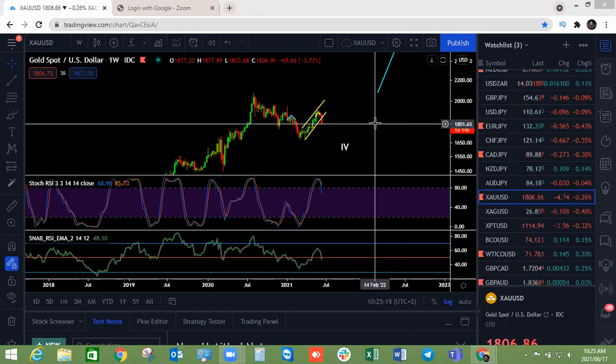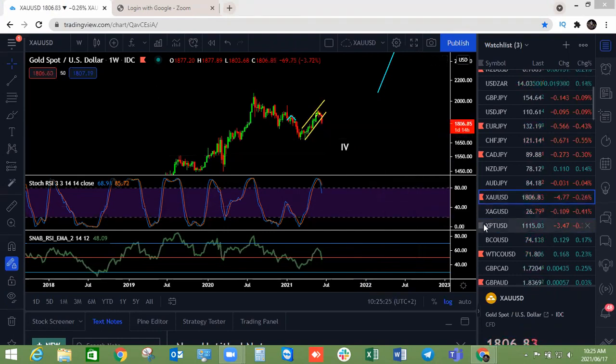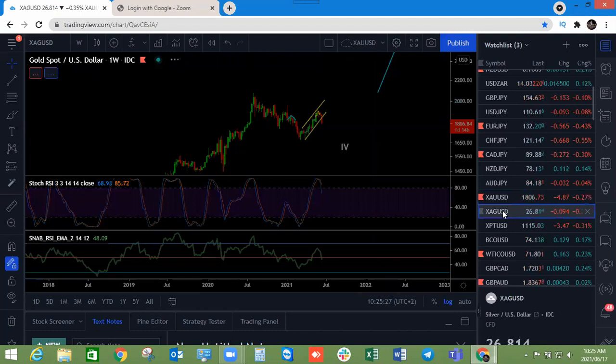So the US dollar strength is coming for the medium term. That's why you see that on the weekly as well. Silver, we have been looking for that.